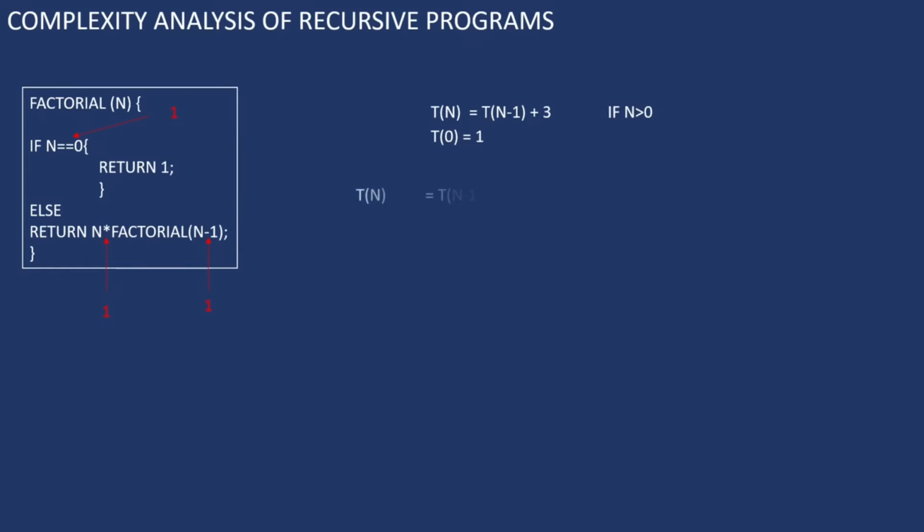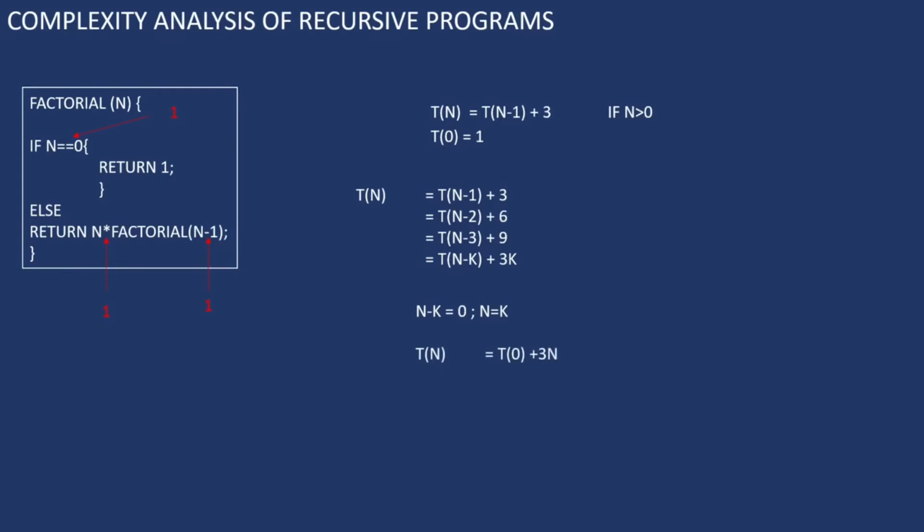Now we can reduce T(n) to our known value, which is T(0). T(n minus 1) can be written as T(n minus 2) plus 6 and can be further reduced to T(n minus 3) plus 9. From here we can say that if we want to reduce by generic k, we will get T(n minus k) plus 3k. Now we want to express in terms of T(0), so in this case n minus k will be equal to 0, or k equal to n.